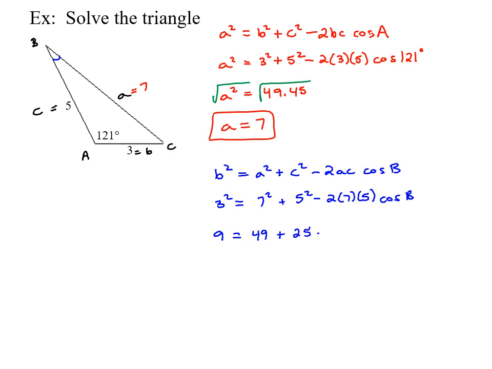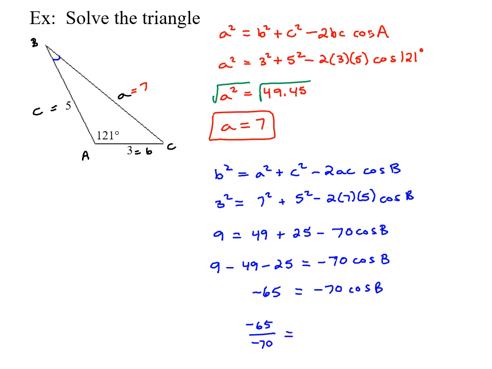And then I'd get 9 equals 7 squared is 49. This is 25. 2 times 5 is 10 times 7 would be 70, cosine B. So I would subtract off the 49 and the 25. Oh, my pen quit writing for some reason. Oh, there it goes. It had a hiccup. So on the left-hand side, I'd be left with 9 minus 49 minus 25, which is negative 65. And that's equal to negative 70 times cosine B. So I'll just divide by negative 70 on both sides. So I'd get negative 65 over negative 70 equals cosine B.